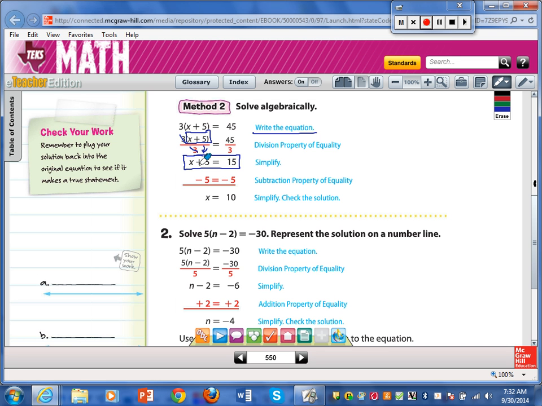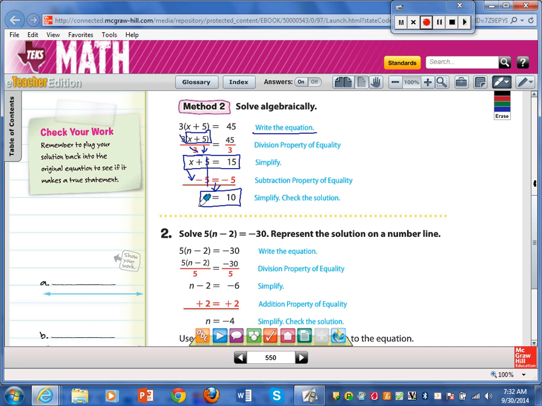They're adding 5 to x, so the opposite would be to subtract 5 from both sides. Remember, this again becomes 0, then you bring down your x, and there it is. Bring down your equal sign. Now 15 minus 5 is 10, so x had to equal 10, just like we figured out with the model.